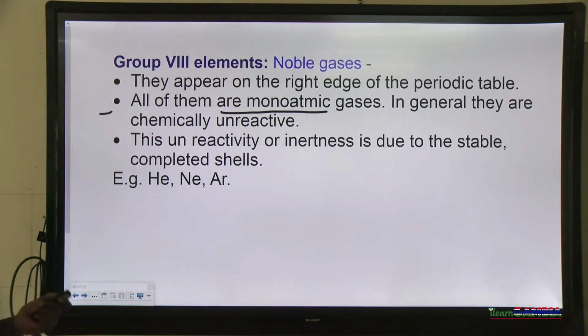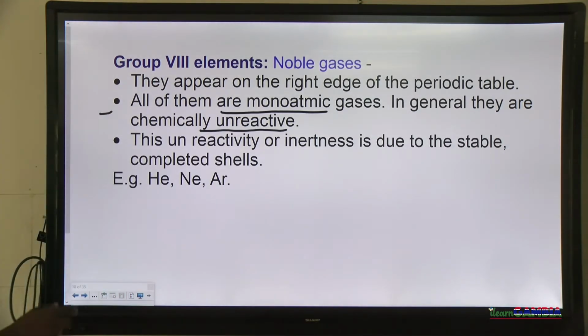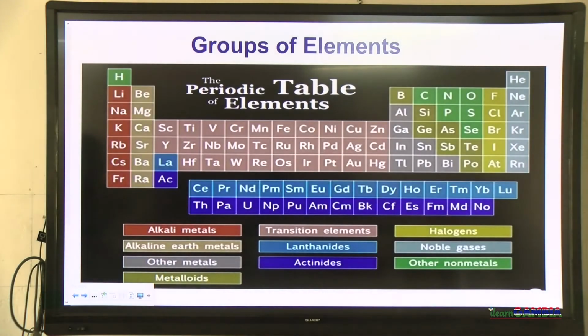In general, they are chemically unreactive. Because of their unreactivity, they have the name rare gases or noble gases or inert gases. This unreactivity or inertness is due to the stable or completed shells. So examples of inert gases or noble gases are helium, neon, argon, xenon, and so on.